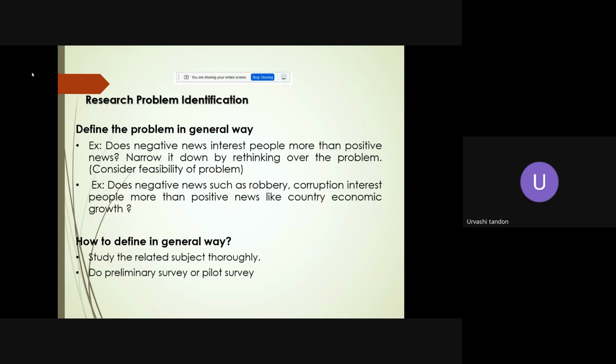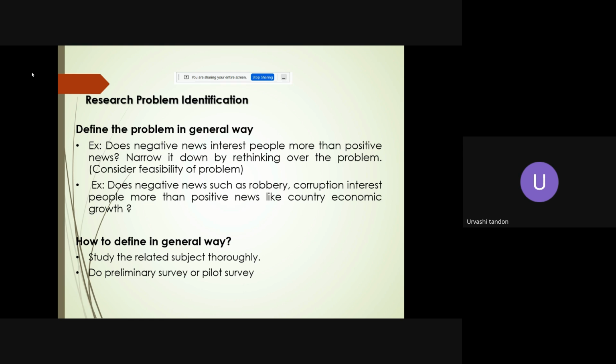Let's say you need to ask, does negative news such as robbery, corruption, and internet interest interest people more than positive news like country economic growth? So this is how the problem is written in a more specific and more concerned way. So how do you define the problem? Study the subject thoroughly and do a preliminary survey or a pilot survey.